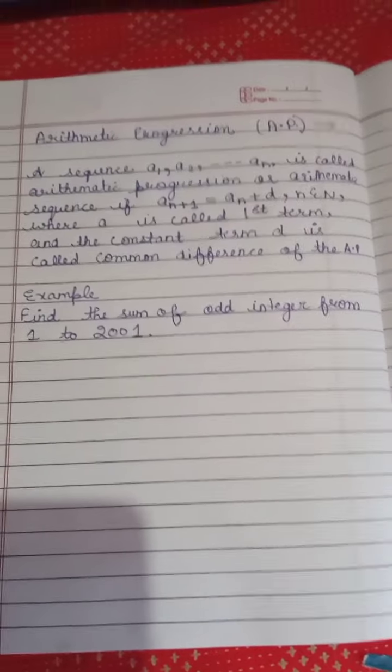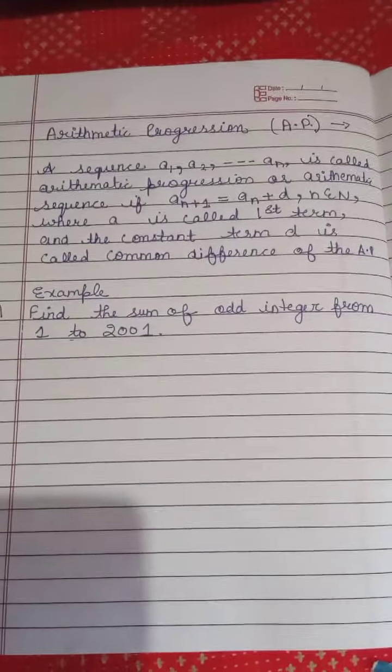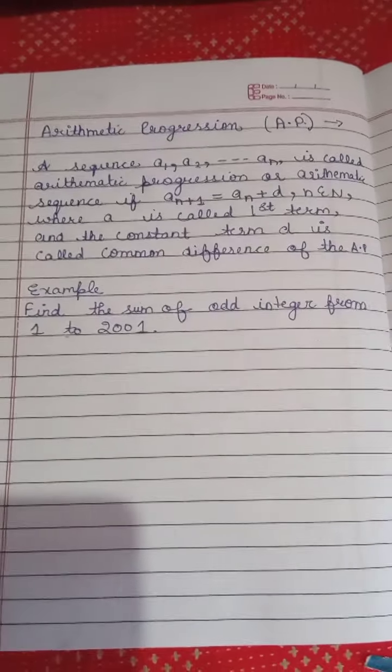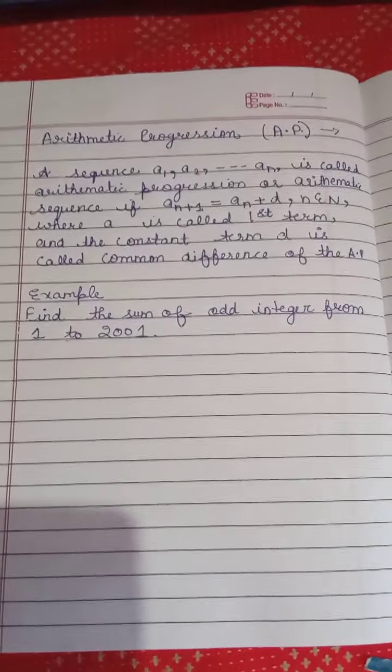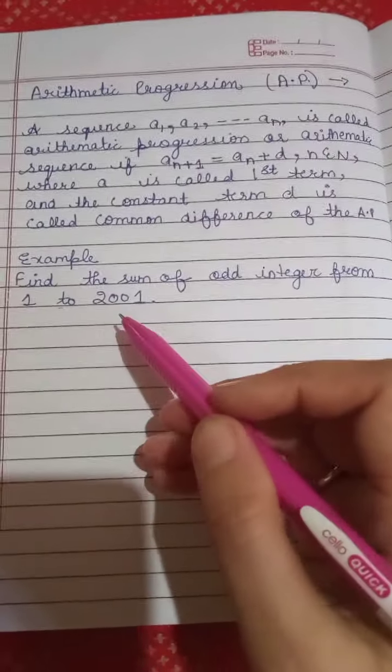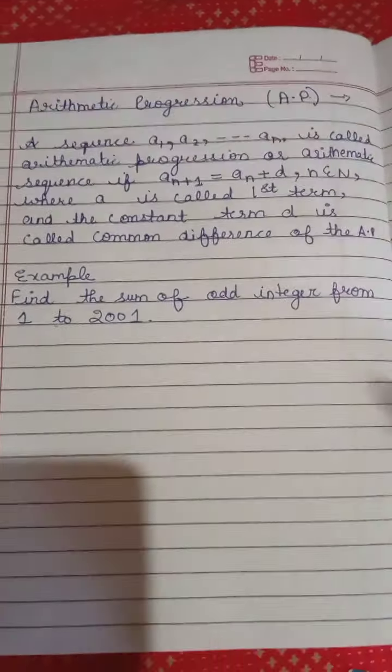For better understanding of arithmetic progression, we can take this example: find the sum of odd integers from 1 to 2001. Here we have to find the sum of odd integers from 1 to 2001. In this we have to apply the formula of arithmetic progression. So now we solve it.